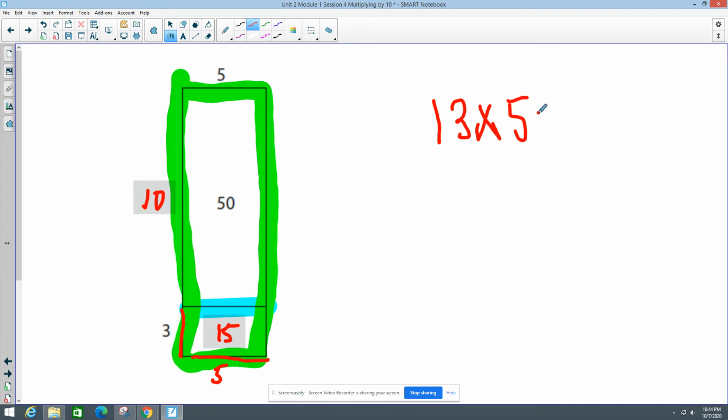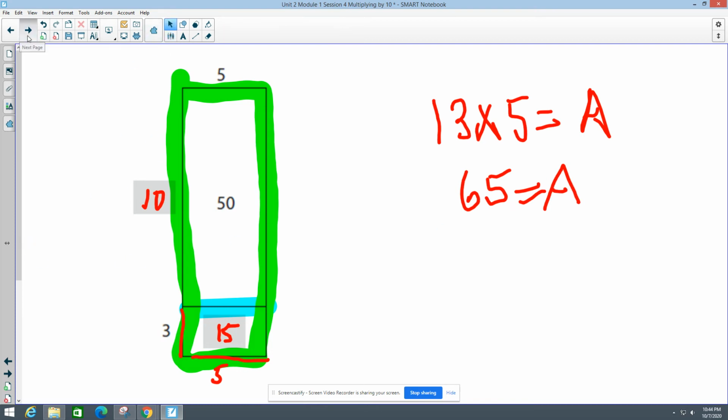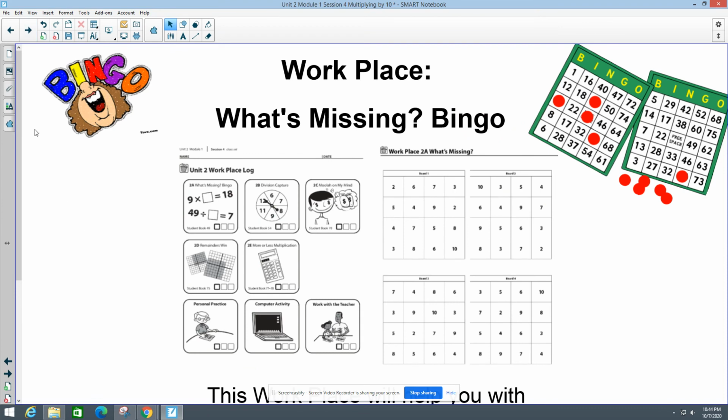13 times 5 equals, say, A for area. And then we broke that apart, then we put it back together to get 65. 65 equals A. And our unit would probably be square units, whatever this would have been. All right, so that's just a little review.